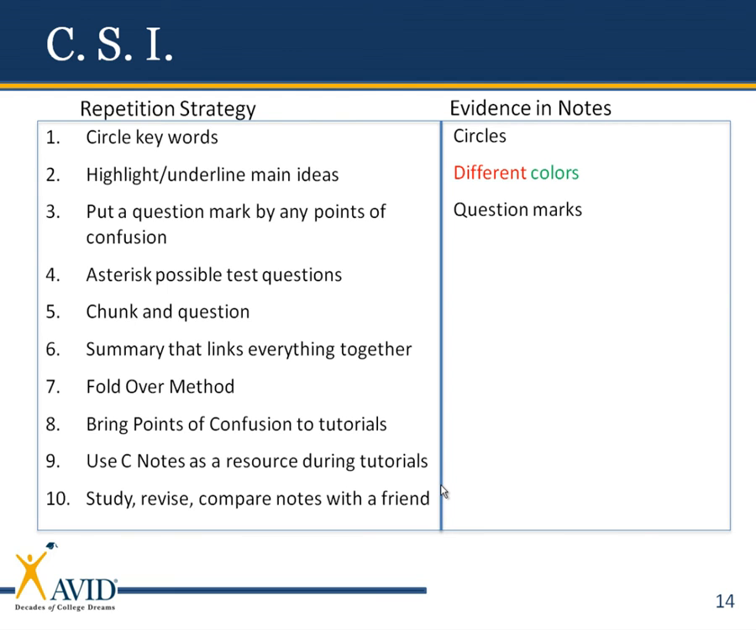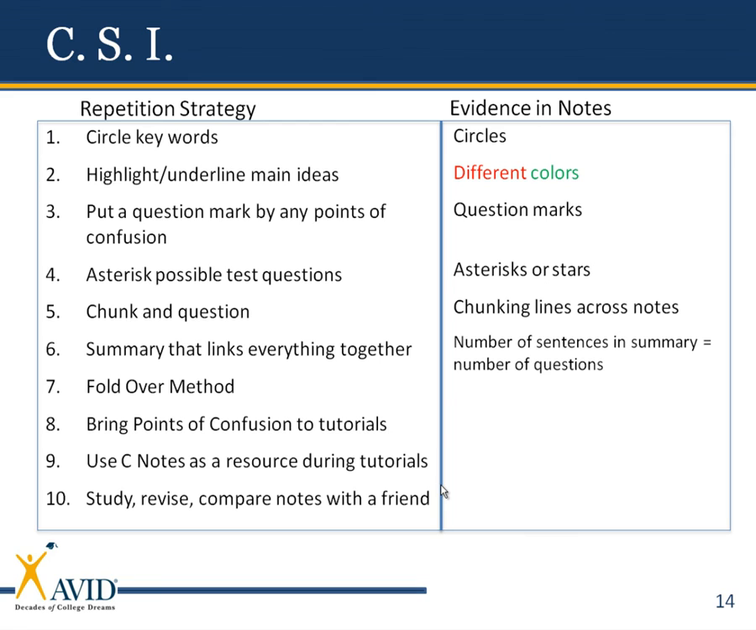Maybe putting a question mark by our points of confusion, I should be able to see evidence of question marks. If I'm going to asterisk possible test questions, then asterisk or star. Okay, those are the easy ones. What about number 5, chunking and questioning? Well, if I'm going to chunk, I should be able to see chunking lines all the way across my notes. If I'm going to write a summary that links everything together, maybe the number of sentences in my summary should be the same as the number of questions on my page of notes. If I'm going to do the fold over method, some pretty good evidence there is actually having a crease in the paper. And the last 3 all refer to tutorials, so I should be able to look at a TRF as evidence that you're using repetitions in your notes.